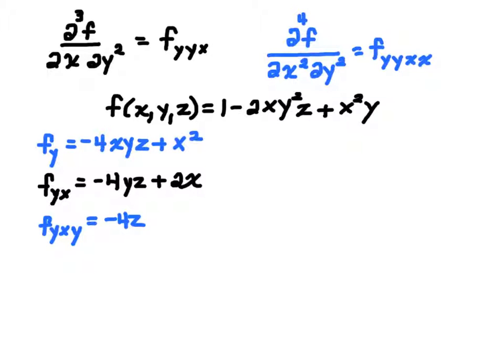And finally, let's find the partial derivative of f, first with respect to y, then with respect to x, then with respect to y, and then with respect to z. And that is going to give us a negative 4.